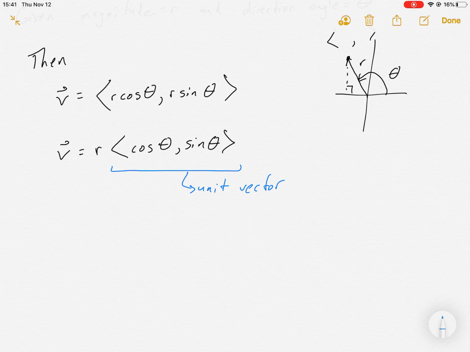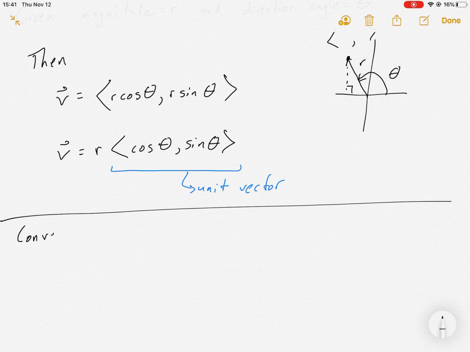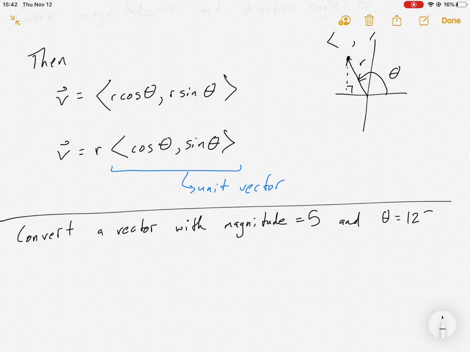So as an example, let's just say I wanted you to convert a vector with magnitude equaling 5 and direction angle we'll call 125 degrees. Let's convert this into component form. And most of the time you will end up with some pretty messy decimals. So let's say round to 3 decimal places.